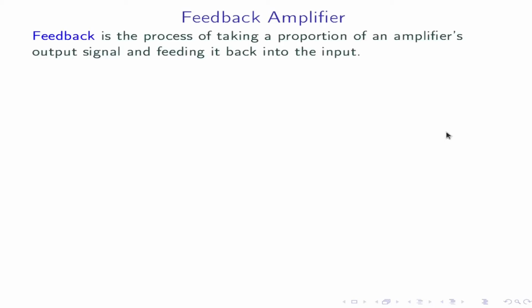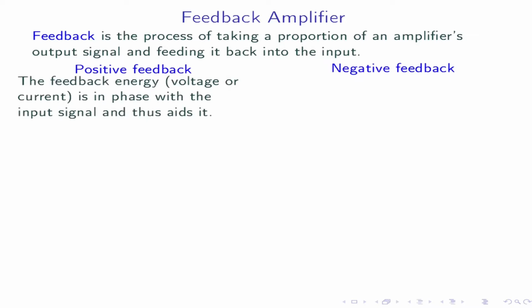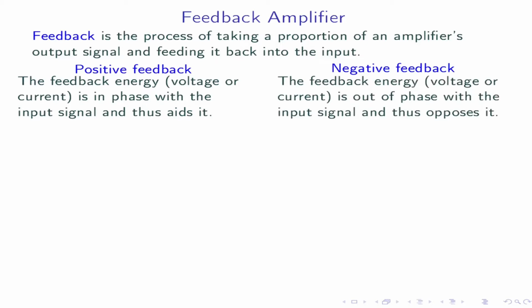Feedback amplifier. Feedback is the process of taking a portion of an amplifier's output signal and feeding it back into the input. There are two kinds of feedback, positive feedback and negative feedback. In positive feedback, the feedback energy, either voltage or current, is in phase with the input signal and thus it aids the input signal. In negative feedback, the feedback energy is out of phase with the input signal and thus opposes the input signal.